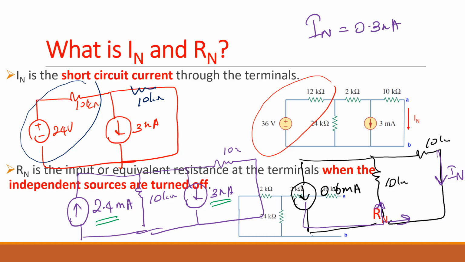The direction is what? Going upward. So this direction is wrong, so we will get a negative. So this will be 0.3 milliamps negative. Makes sense?